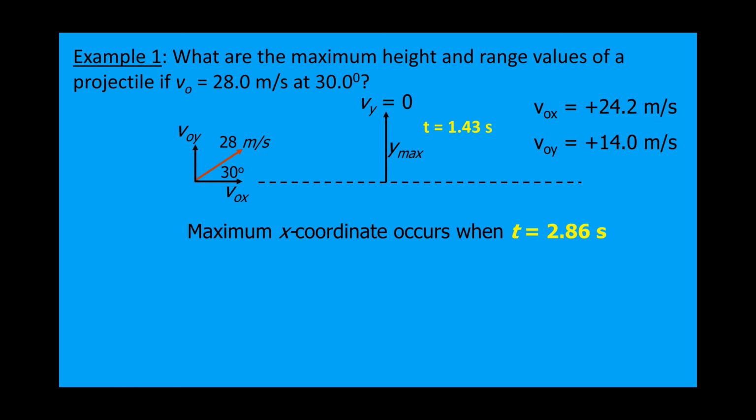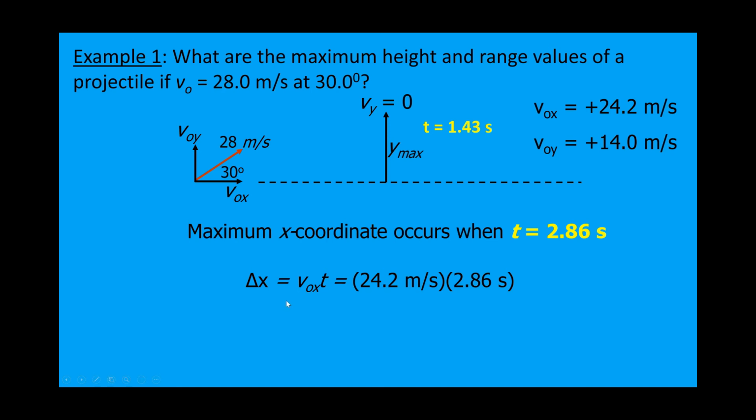Good. Yeah. It takes 1.43 to get to the top, so it's going to take another 1.43 to get back down. So that's why we would double it. And because we're talking about horizontal range, there is no acceleration. So I don't need to use the first, second, or third kinematics equation. I can just use the simple relationship of distance equals rate times time.